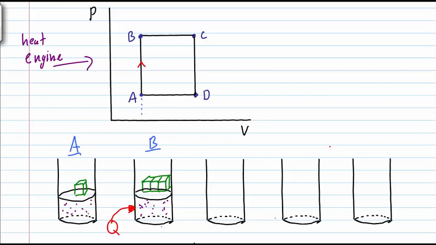So what then would have to happen to go from B to C? Well, B to C, you can see we're still at the same pressure here, but we've actually increased our volume. If you look down here, we're actually moving along the volume. So to get to state C, that means the piston must have slid upwards.